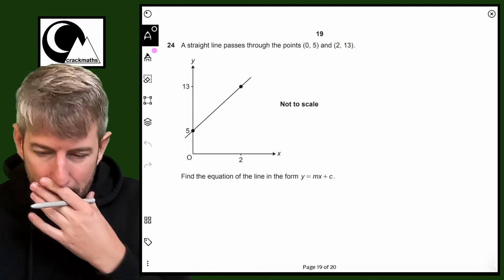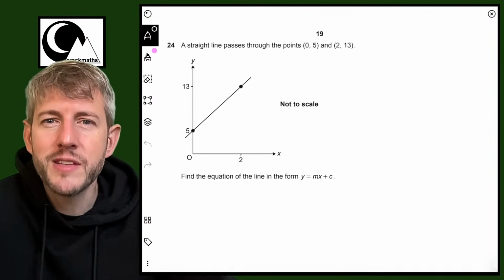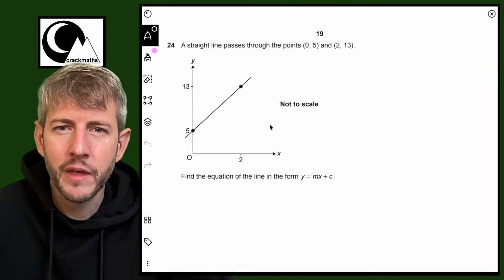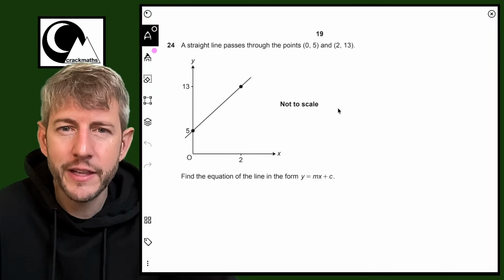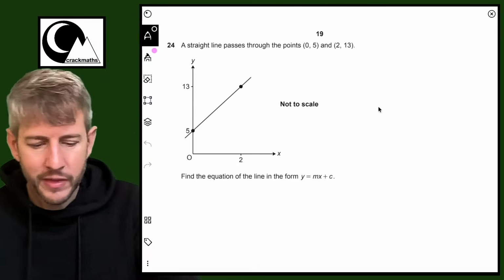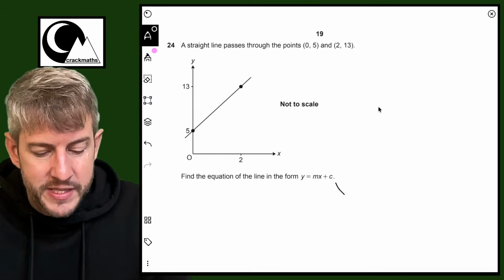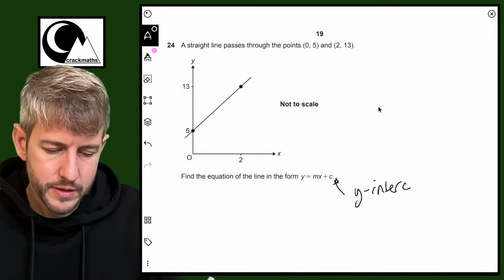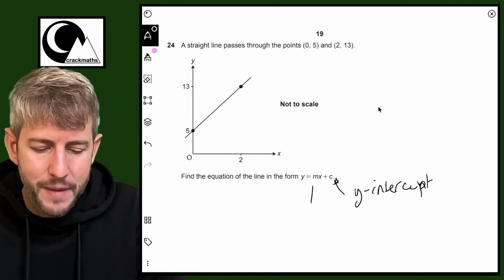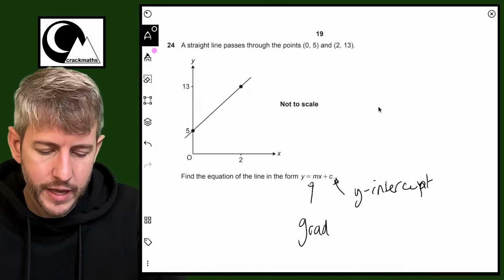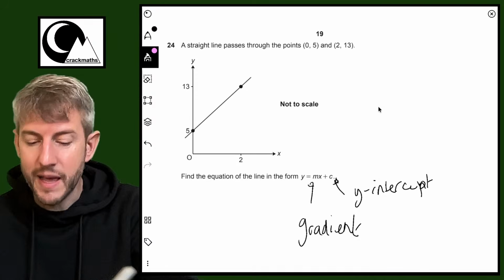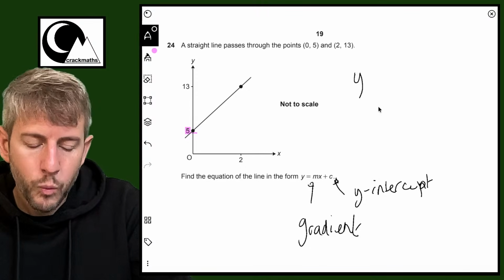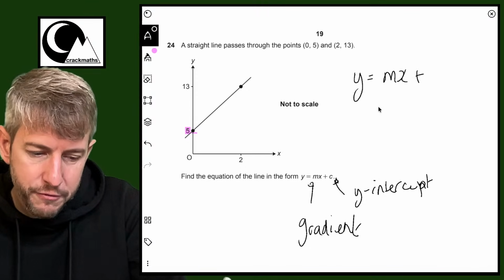Okay, here we go. We've got question 24 here, and this says that a straight line passes through the points (0, 5) and (2, 13). Find the equation of the line in the form y equals mx plus c. So we've got different bits here. The c, you might recognise, is the y-intercept, and the m is the gradient. The y-intercept is pretty easy to get from here. It's going to be 5. So this will be y equals mx plus 5.